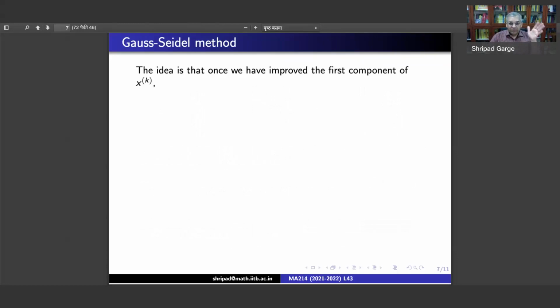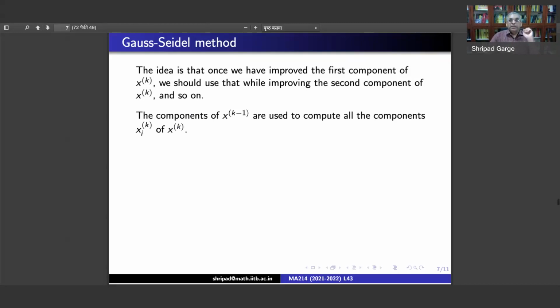What Gauss said was the following. He said that you have improved upon the first component of xk. So you have xk minus 1 with you. You use that to compute x1, the first component of xk. Then, while talking about the second component of xk, you will have a linear combination of all the other components other than the second. He said that instead of taking the first component of xk minus 1, you take the first component of xk because that is improved. That's supposed to be better. And so on. So let me explain this again.